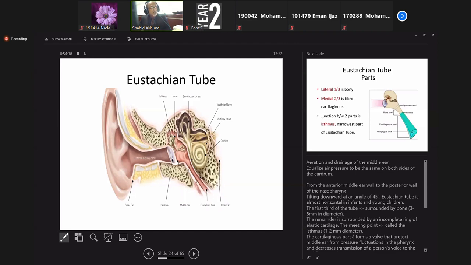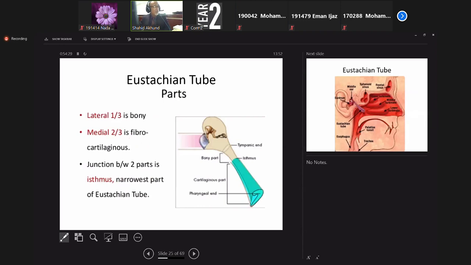Remember that we talked about the bony and the cartilaginous part of the external auditory canal. Similarly, we have the bony and the cartilaginous part of the eustachian tube. So let's look at the eustachian tube in a little more detail. It has a bony part and a cartilaginous part. The narrow part in between is called the isthmus. Lateral 1/3 is bony, medial 2/3 is cartilage, fibrocartilage.